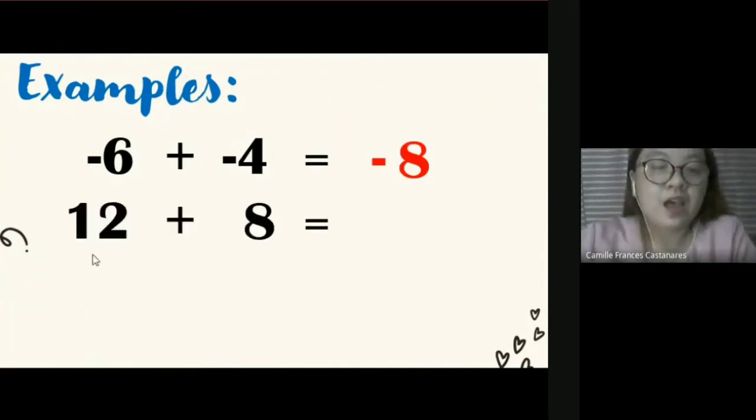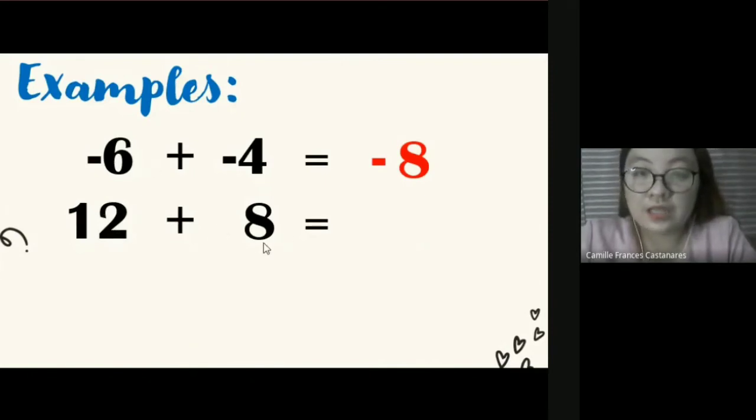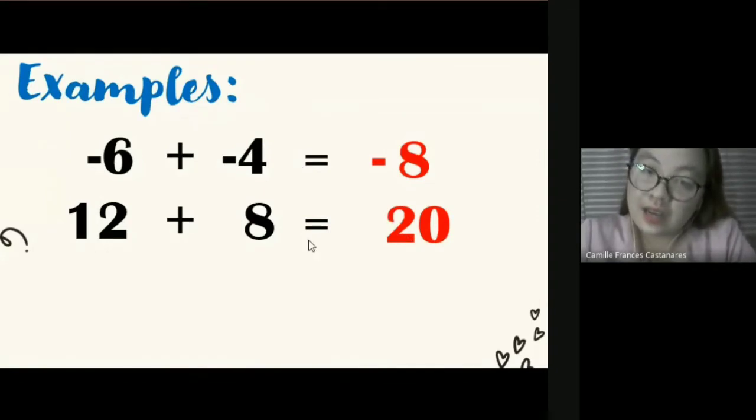Okay. Next, how about positive 12 plus positive 8? So, first na gagawin natin is to add them together. 12 plus 8 is equal to 20. So, ang sign ni 12 at ni 8 ay positive. So, no need na ilagay pa natin yung positive sign. Pwede na yung ganito kapag positive lang ha, pero kapag negative, gaya ng sagot natin kanina, negative 10, ilalagay nyo yung negative. Pero kapag naman positive yung integer natin, pwedeng hindi na ilagay yung positive sign.